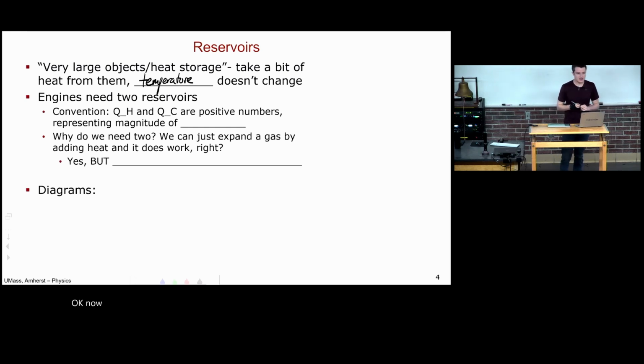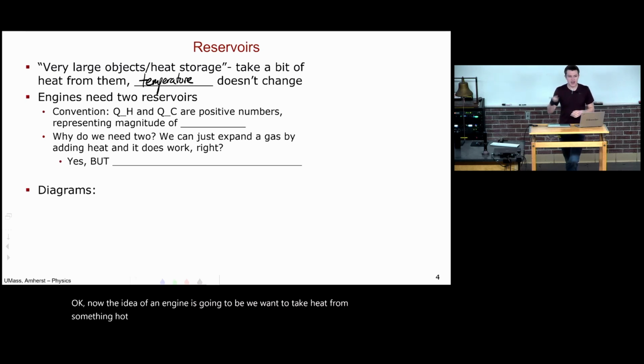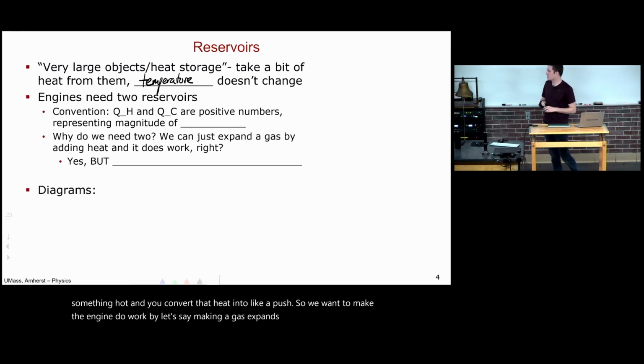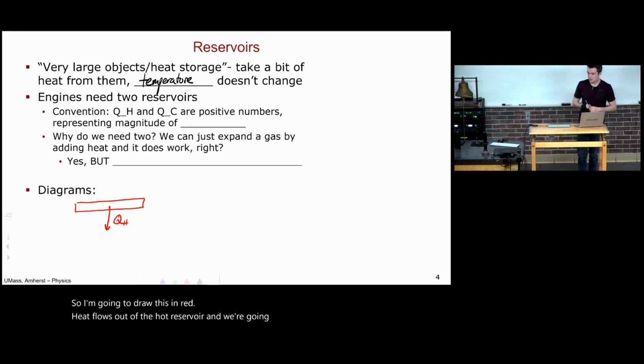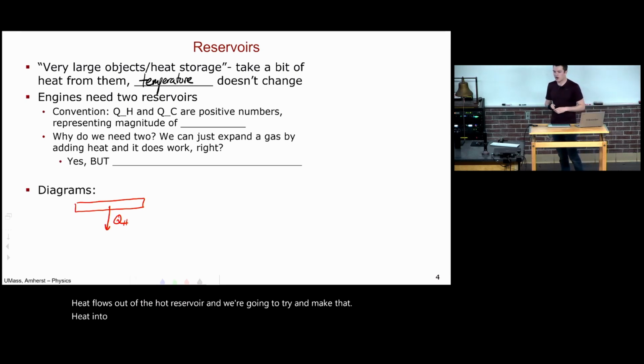Now, the idea of an engine is that we want to take heat from something hot and convert that heat into a push. So we want to make the engine do work by, let's say, making a gas expand. So we steal heat from a hot reservoir. I'm going to draw this in red. Heat flows out of the hot reservoir, and we're going to try and make that heat into work. We're going to try and make something expand to, maybe, make a car move or something like that, twirl a piston.